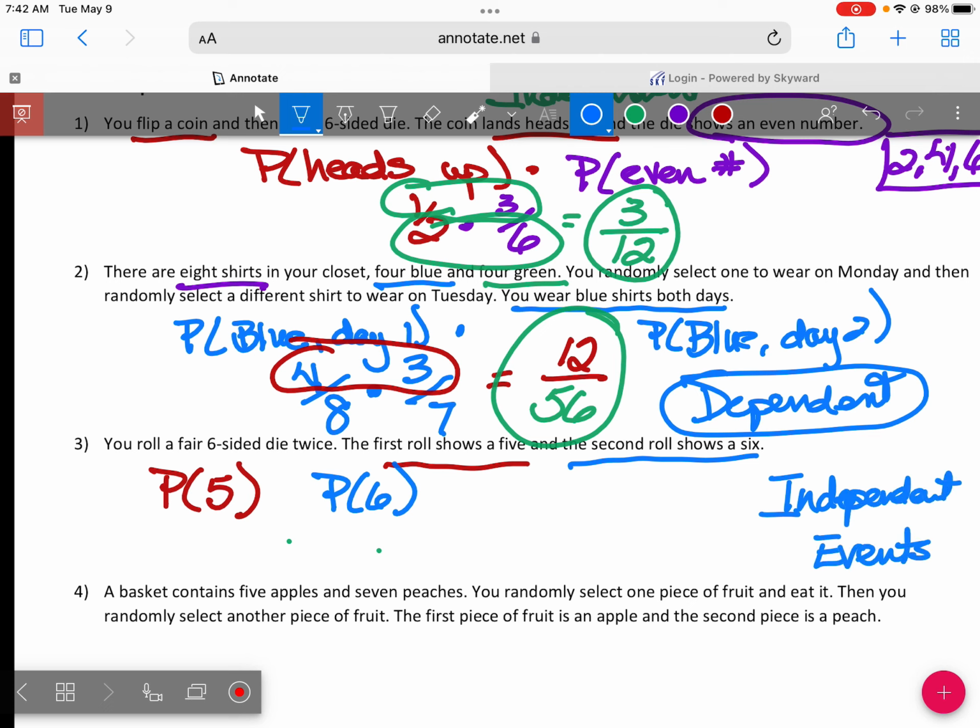Okay? So what is the probability of rolling a 5, Daniel? 1 out of 5. Close. 1 out of how many sides are on a die? 6. Yeah, there's the 4 sides, top and bottom. So that's 1 out of 6 times, what's the probability of getting a 6 on the second roll, Juanita?